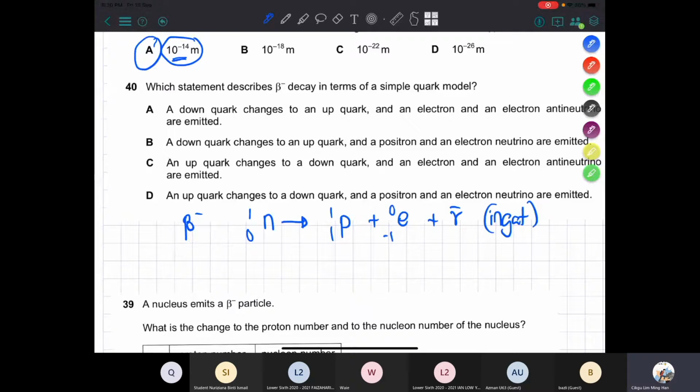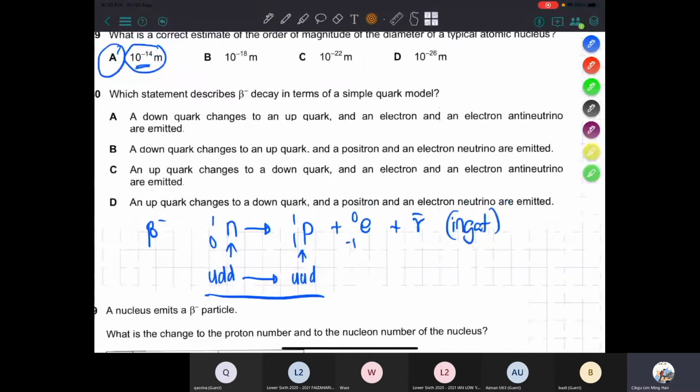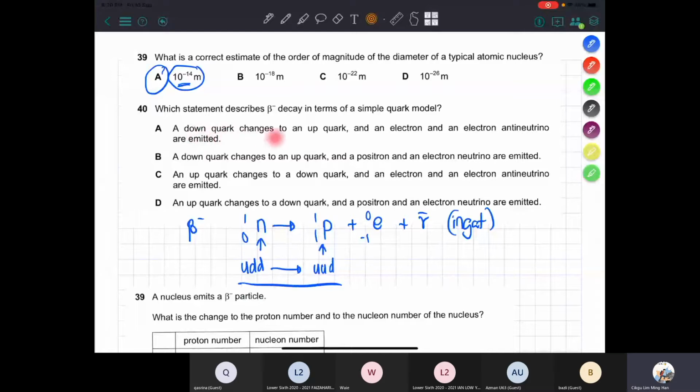Kalau beta plus will be the other way around. So as you can see, this one is a neutron, so it's up, down, down. And this one is a proton, up, up, down. So this is the transition here. So let's have a look at the answer here. A down changes to a up. Is it correct? One of the down changes to a up. Makes sense? Yeah. And then electron is produced and anti-neutrino is emitted. Oh, that's the answer already.